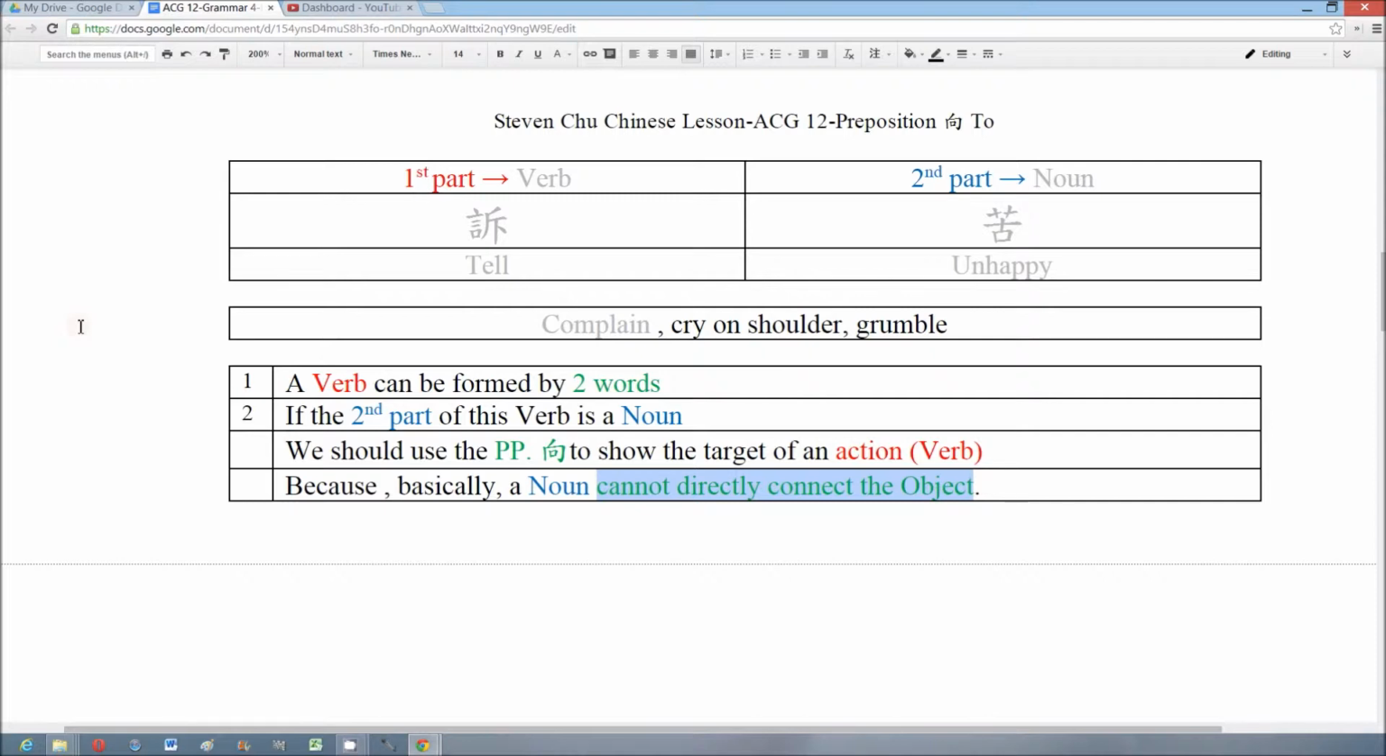We use the 诉苦 as an example. 诉 means tell. It is a verb. 苦 means unhappy. It is a noun. And the form of verb means complaint. And because the second part of this verb is a noun, it cannot connect with another object or another noun directly. That's why we should use the preposition 向 to show the target of an action.